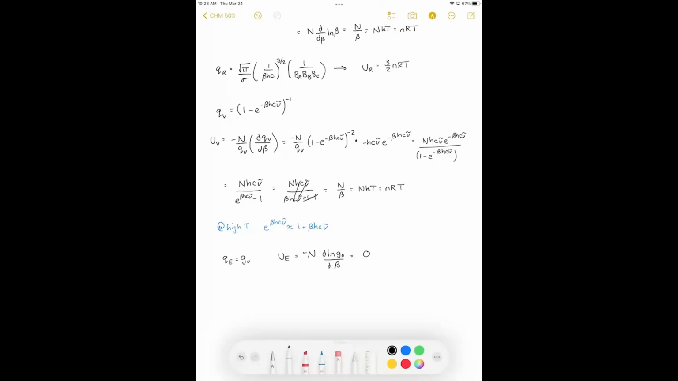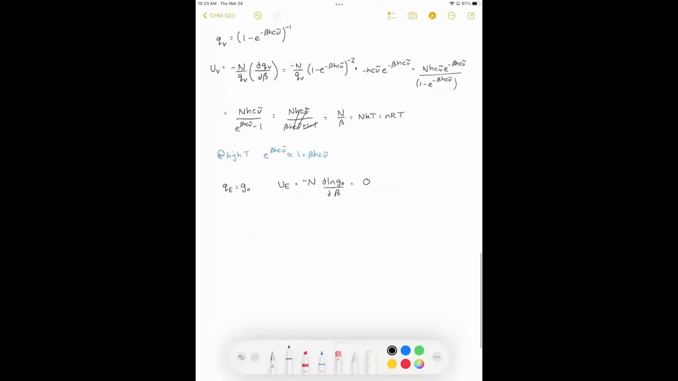Putting all of these together, we obtain the following results for a diatomic molecule. So the total internal energy U is equal to, like we said before, U_T plus U_R plus U_V plus U_E, and we solve for all of these individually. So U_T was 3/2 nRT.